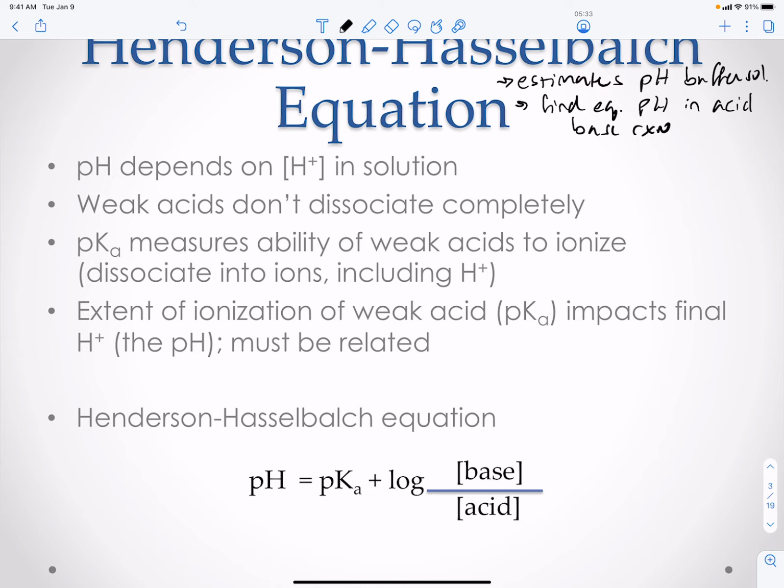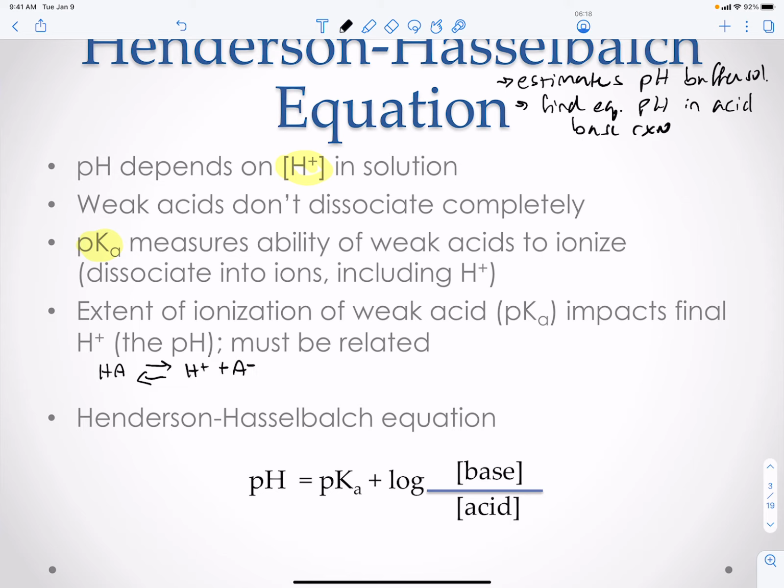Now, the pH, of course, as we know, depends on the amount of hydrogens in the solutions, and we also are aware that strong bases and strong acids dissociate completely, but our weak acids do not. And our pKa is going to measure the ability of weak acids to ionize in a solution. The extent of that impacts the final pH, and so pH and pKa must be related. So again, remember we have our products and reactants in some sort of equilibrium.